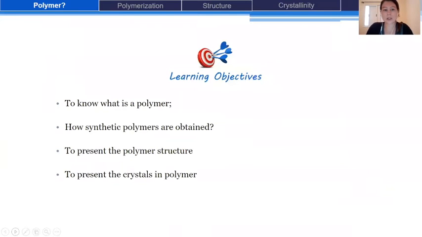So here we are going to present basic information about polymers. First of all, we will learn what is a polymer. After that, we will present how synthetic polymers are obtained, so it will focus on polymerization. Then we will present the different levels to describe the polymer structure. And finally, we will present crystallinity and crystals in polymers.